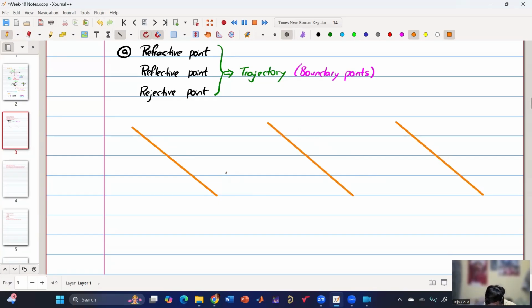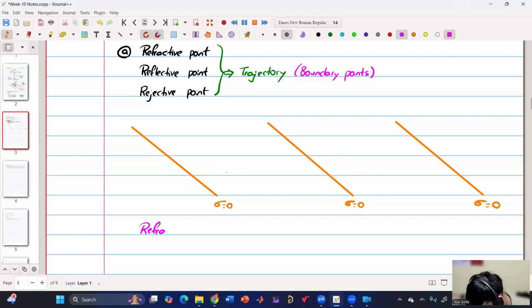So for the three cases, we have considered three switching surfaces. All are sigma equals 0, sigma equals 0, sigma equals 0. So the first thing is the refractive point. What happens at this point is it will hit like this. On one side it will try to push, on the other side it will try to go away.